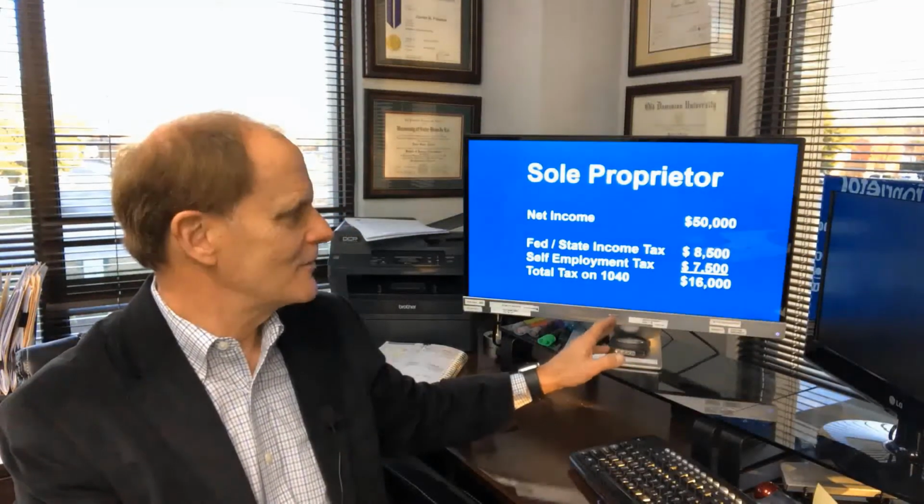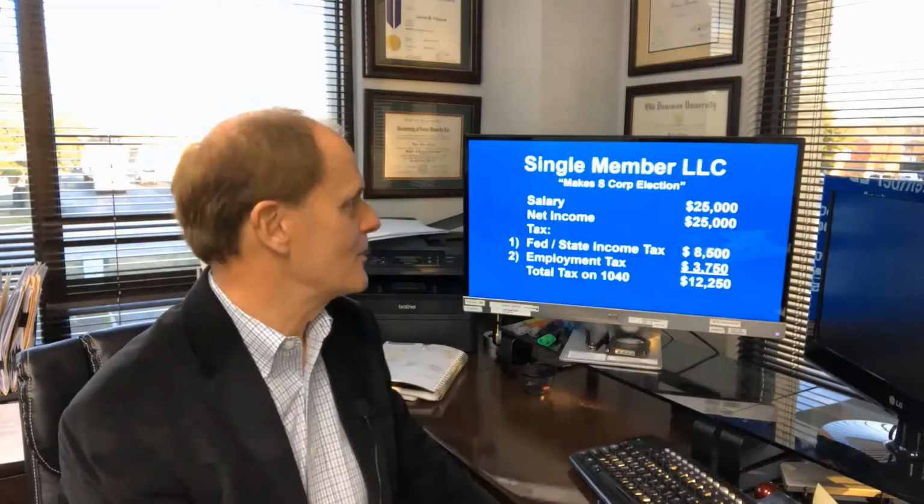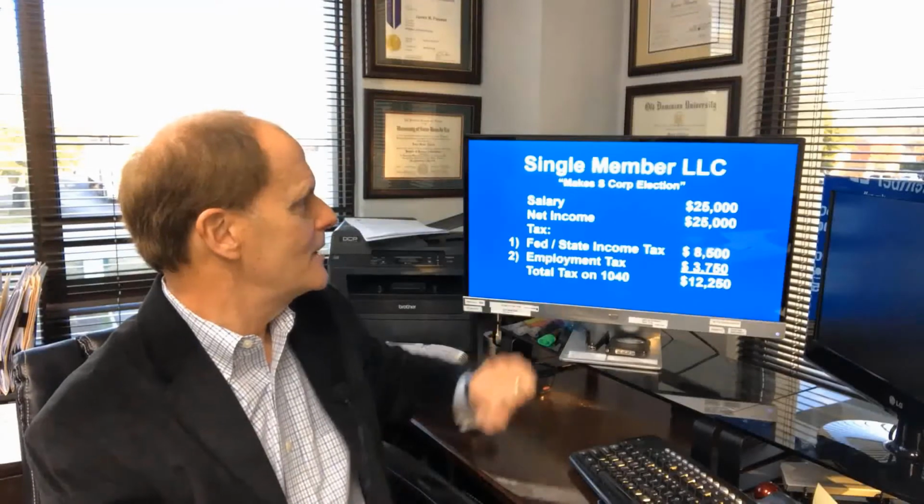That's where I came up with the $50,000 example. And the tax, which I explained earlier, is going to be about $16,000, which is a lot of money when you consider that your net income is $50,000 and $16,000 of that is going for taxes. Well, that's 32%. That's a lot. So what do you do to reduce that? Well, you could do a couple of things. You could be a single member LLC.